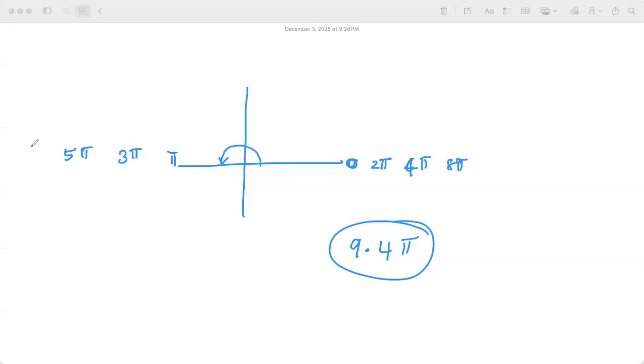Again here 7 pi. Again when you come here, it's 8 pi. Then again you come here, 9 pi. But I asked you about 9.4 pi, right? So it has to be in this quadrant. Make sense? You got it. Okay, good.